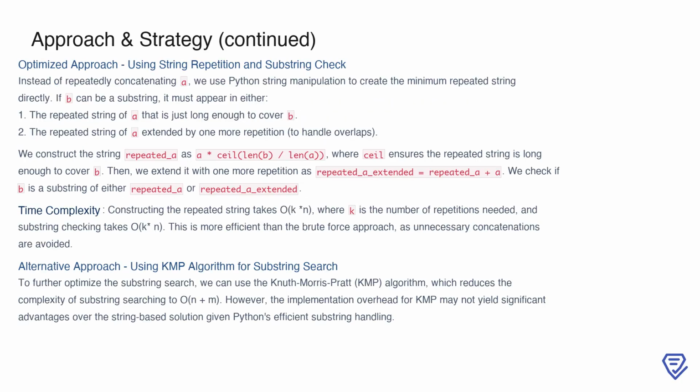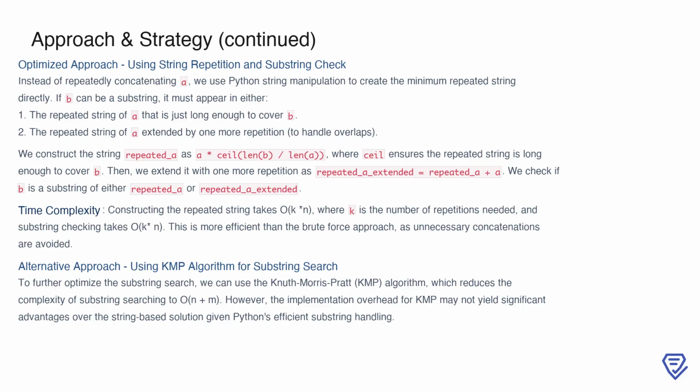A more efficient approach eliminates the repeated concatenation process by directly constructing the minimum required repetitions of A. If B can appear as a substring, it must be fully contained within a repeated version of A that is at least as long as B, or it may span across the boundary of the repetitions. To handle this, we first calculate the minimum repetitions of A needed to cover B using the ceiling of len(B)/len(A). We then construct this repeated string, call it repeated_A, and extend it by one more repetition to create repeated_A_extended. This extra repetition accounts for cases where B overlaps across the start and end of A.